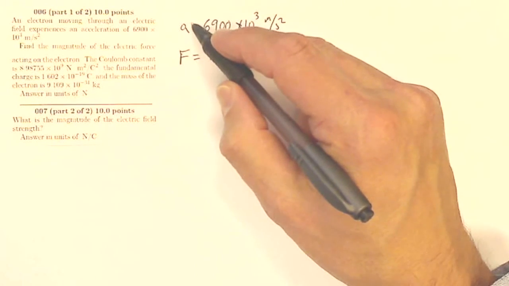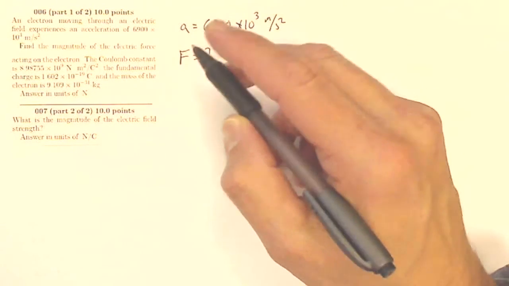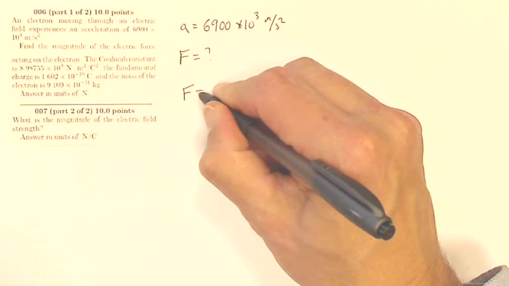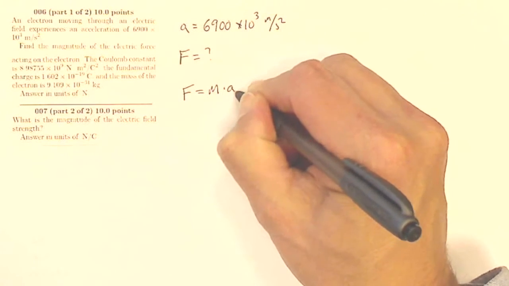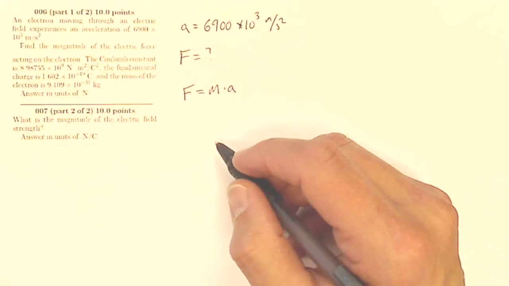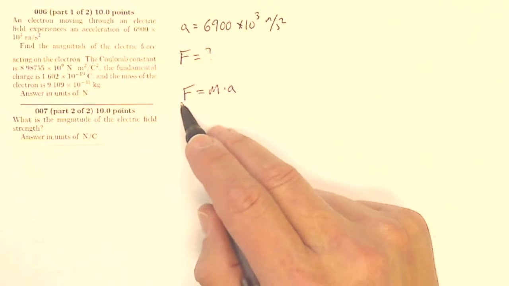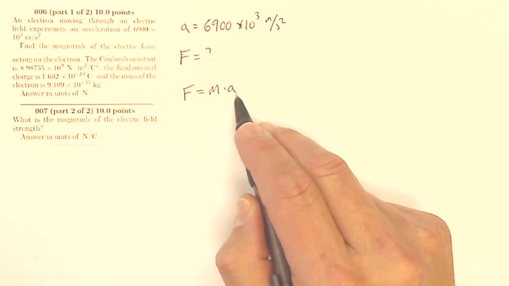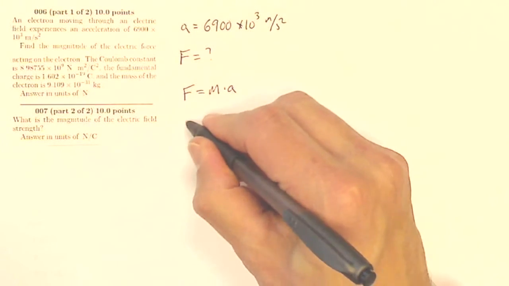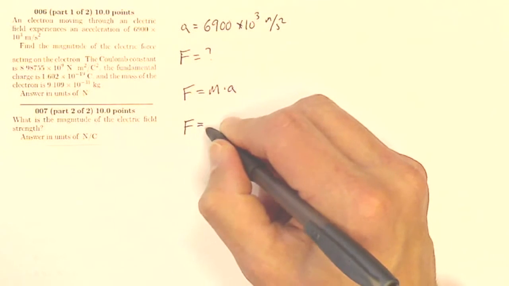Well, do I have any relation between acceleration and force? I sure do. I know that the force is going to be the mass times the acceleration. So if I'm looking for the electric force, and I know my mass and my acceleration, I can get that. So my electric force is what's causing this mass to accelerate.